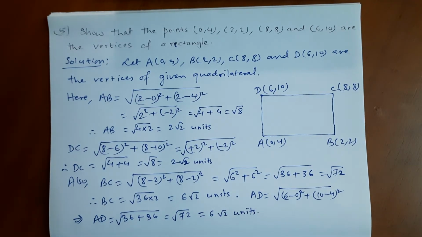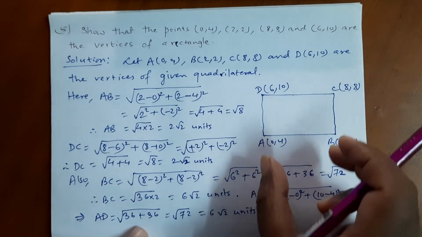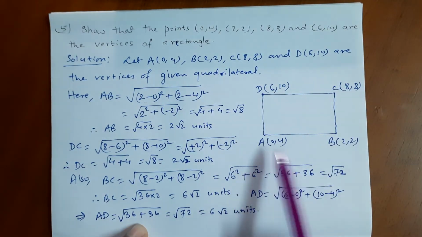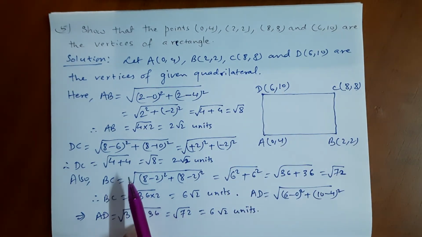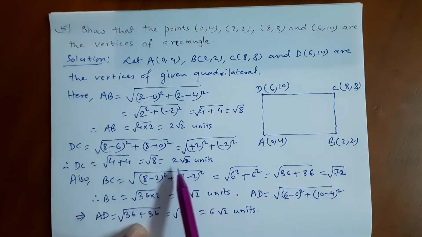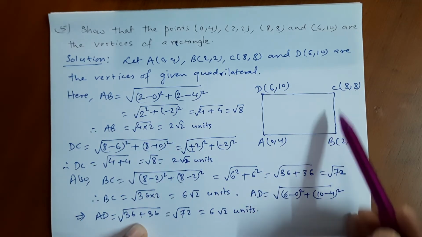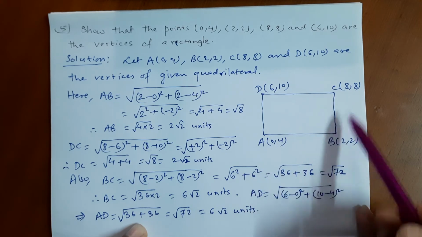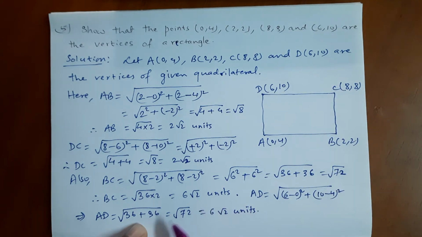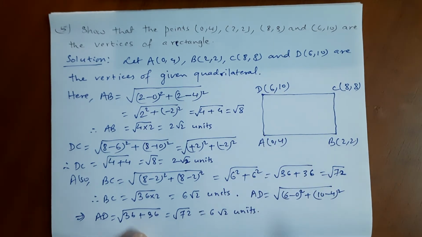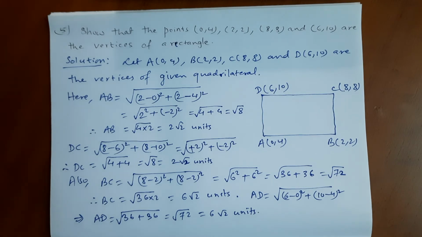Here what we have found out is that AB equals DC. AB is 2 root 2, DC also 2 root 2. Similarly, BC equals AD. BC is 6 root 2 and AD is also 6 root 2. Opposite sides we have shown equal. That means now it became a parallelogram, but still we have to show that it is a rectangle.